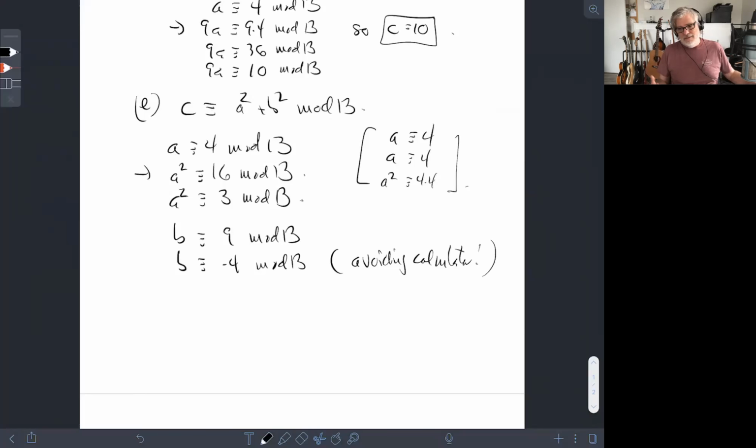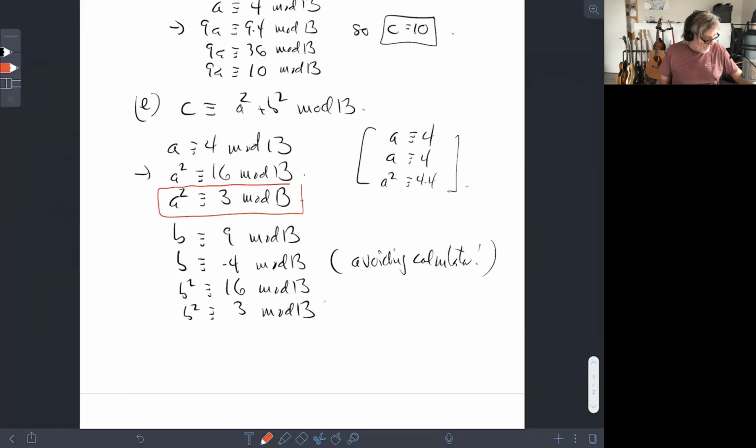Now, that's the reason, but also it's faster, right? So B squared is congruent to 16. -4 squared is 16 mod 13. So that's also 3. B squared is 3 mod 13. Okay, so A squared is 3 mod 13. B squared is 3 mod 13.